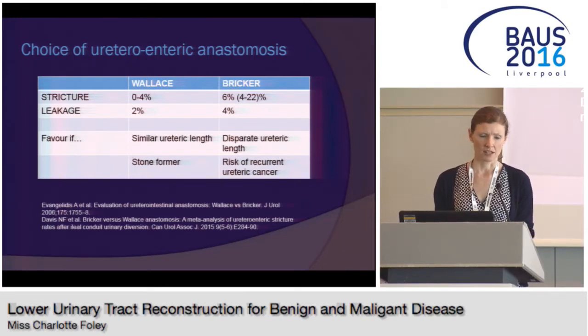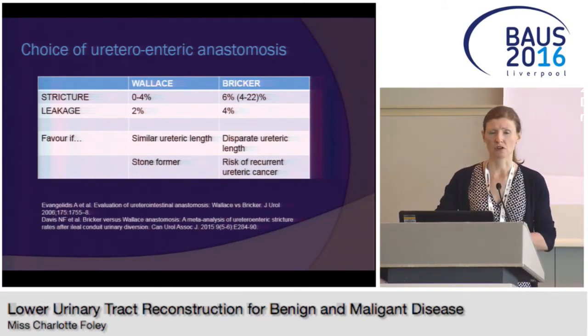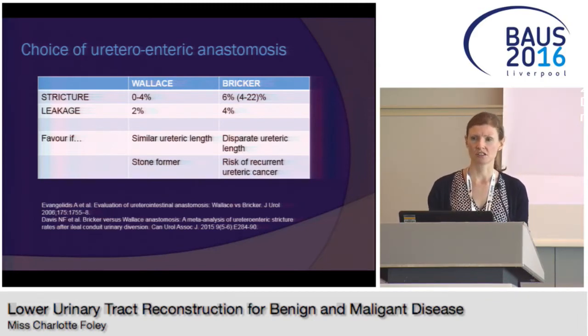So the Wallace works better if you've got two similarly lengthed ureters sitting next to each other, whereas the Bricker will work better if you've got different ureteric lengths. In some obese patients, you may find that the left ureter, by the time it's come over, isn't as long as the right.